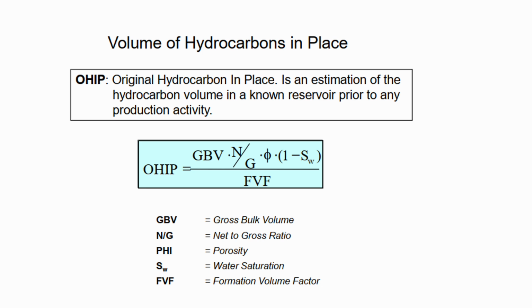GBV is the total rock volume, that is gross bulk volume. N/G represents the portion containing hydrocarbons, that is net to gross ratio. Phi shows the porosity, indicating storage capacity. SW accounts for water presence, that is your water saturation. And FVF, that is formation volume factor. This calculation is essential for estimating the total recoverable hydrocarbons in the field.